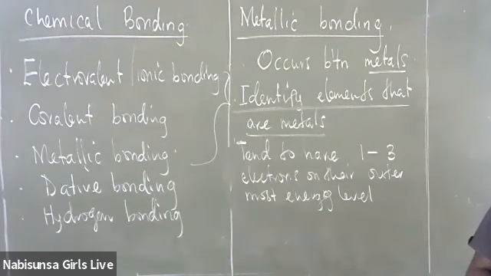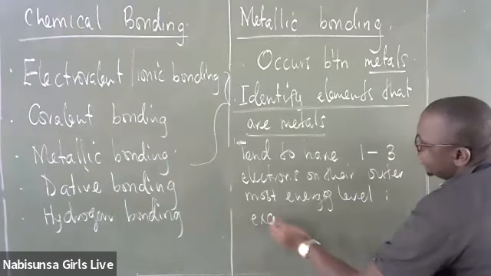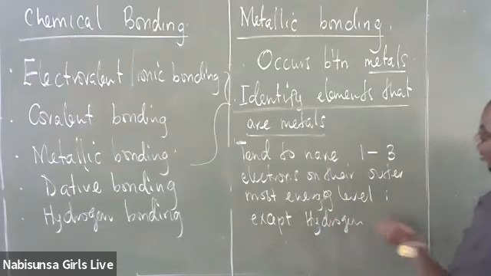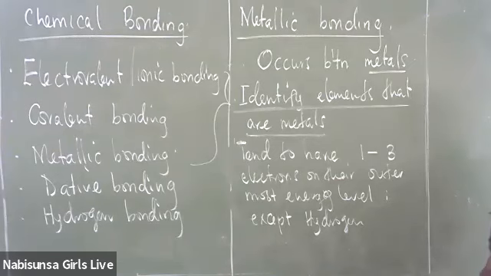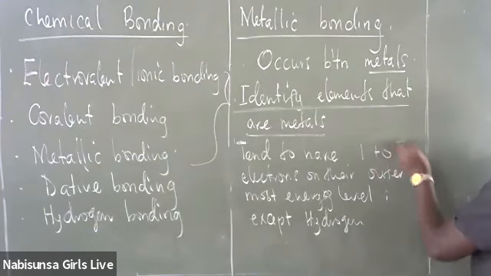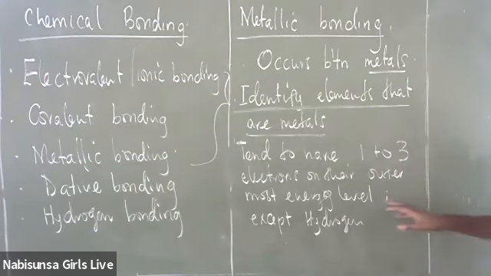Is meant to be what? A metal. Except who? Except hydrogen. All others that you are going to find in your periodic table that tend to have one to three electrons on their outermost energy level, they all identify them as metals.